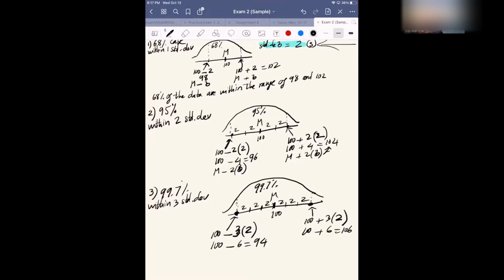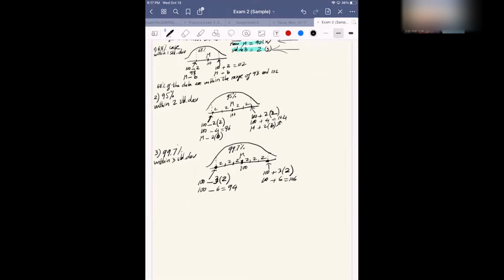All right, the last case, you should be able to do it already. So the last case is 99.9%, and this is within 4 standard deviations of the mean. So if you have the normal distribution, and the mean is always in the middle, and this is 100. And if you move 1, 2, 3, 4, you move to the left 4 standard deviations, and then you move to the right 4 standard deviations. Then you say that 99.9% of the data values are within this point right here and this point right here.